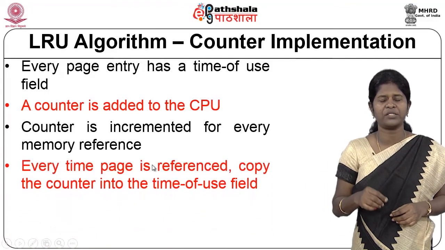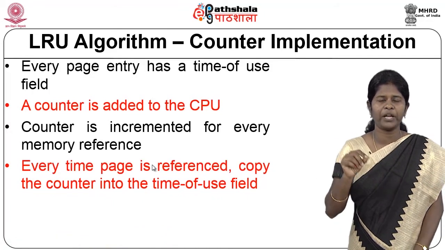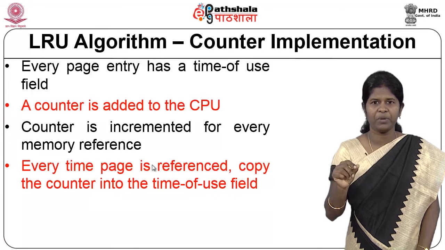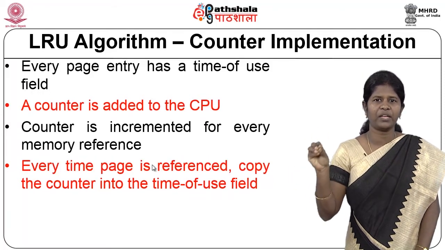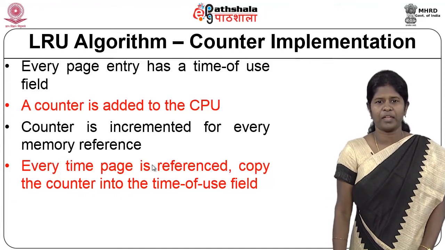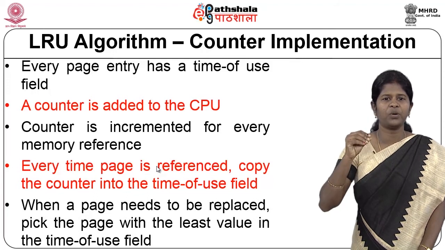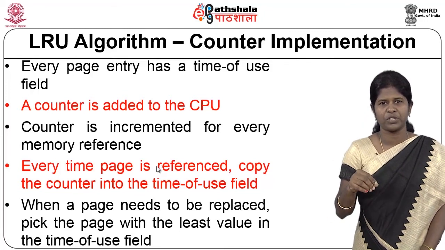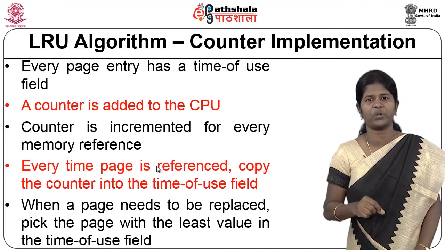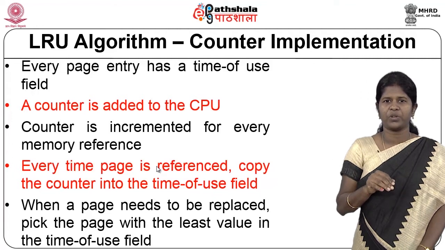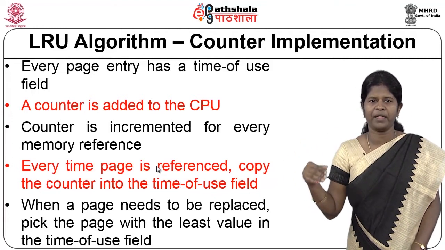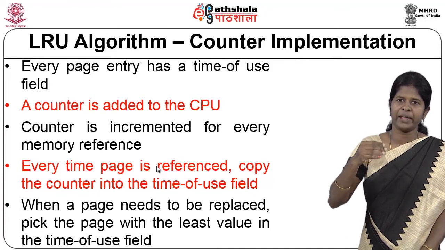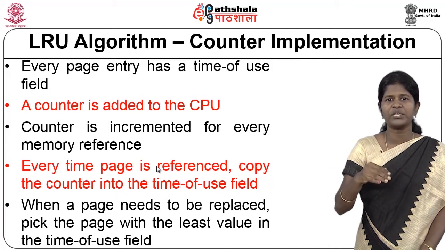And whenever a page is referred to, the counter value is copied onto the time of use field for that particular page. So if page 1 is referred to, then immediately you look at the CPU's counter value, and the counter value will be copied onto the time of use field in the page table entry. When you need to replace a page, you will pick the page which has the least value of this time of use. Whichever page was recently referred to will have a higher counter value, because the counter is incremented regularly. Whenever a memory reference is made, the counter is incremented in the CPU. So the page which has the maximum value will be the one which was referred to recently.